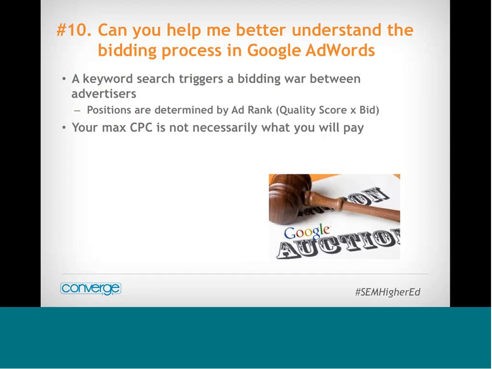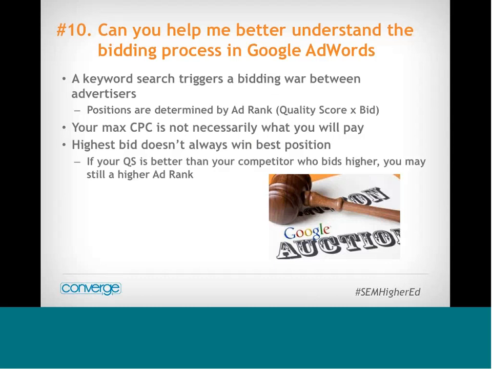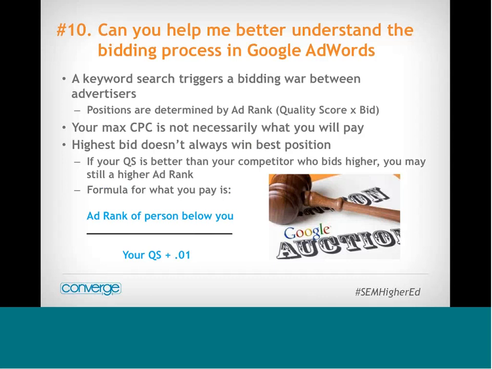Keep in mind, your max CPC is not necessarily what you're going to pay. That's how much you're willing to pay. You're probably not going to even hit that, depending on circumstances, but oftentimes you won't. The highest bid doesn't always win the best position. If your quality score is better than your competitor who bids higher than you, you could still have a higher ad rank. The formula for what you pay is the ad rank of the person below you divided by your quality score, plus 1 cent. So you pay 1 cent over what it would take to beat that person.